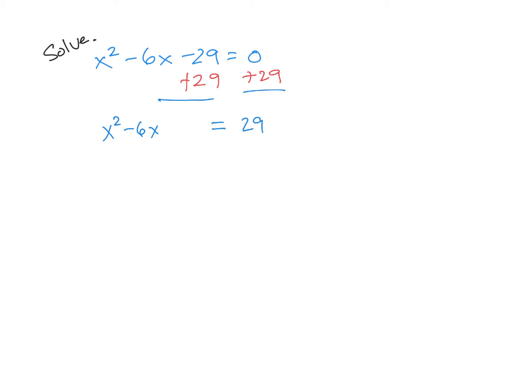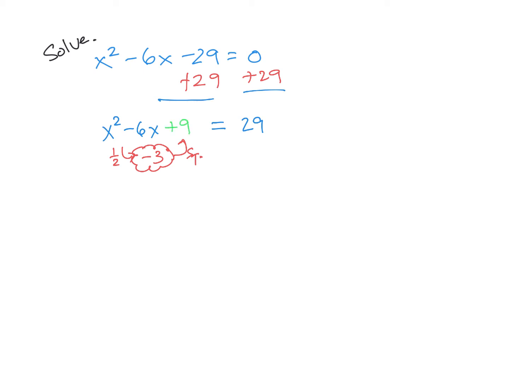Okay, so what is the value that would complete the square on the left? We take half of that minus 6, and we get minus 3. We're holding that number in our head. And then we square it. So the value that we add to complete the square, negative 3 times negative 3, is positive 9.